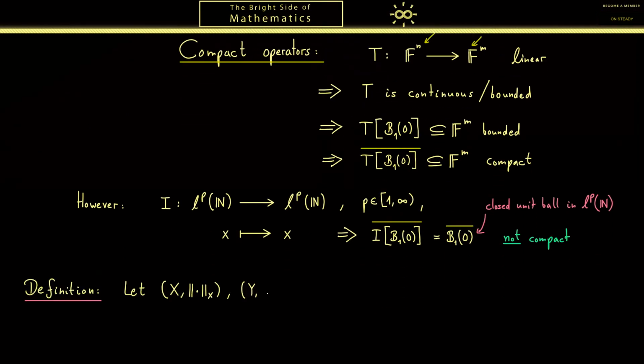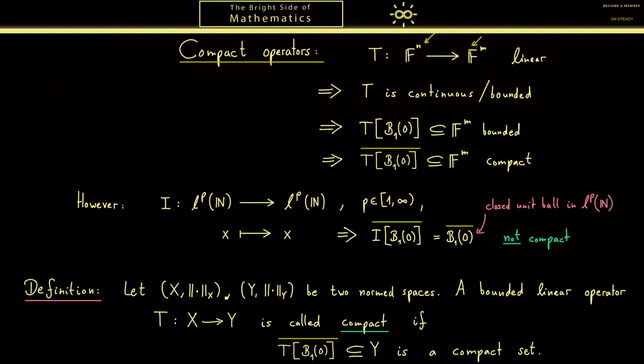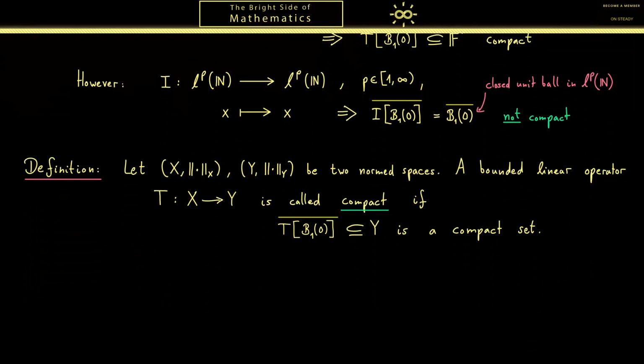Okay, then let's write down the formal definition. So we need two normed spaces, and often these will be Banach spaces. Then a bounded linear operator T from X to Y is called compact, if we have the thing we discussed before, that this set here is compact in Y. Therefore, in the case that Y is a finite dimensional normed space, this here is nothing special. However, in the infinite dimensional case, it really is. Hence, I would suggest that we now look at a common example.